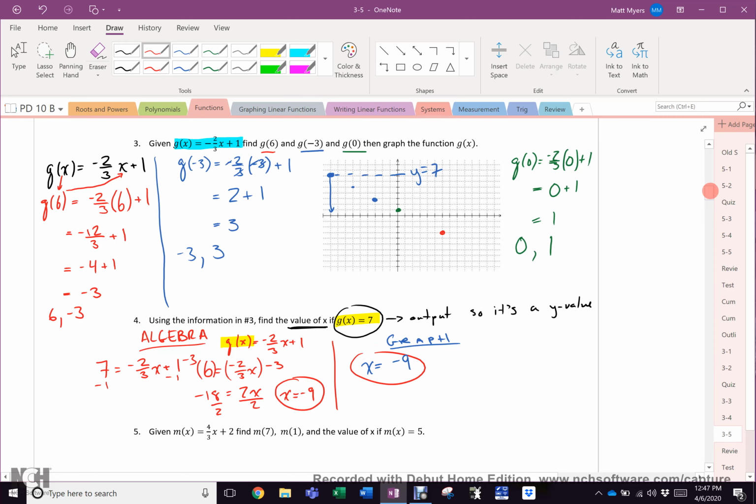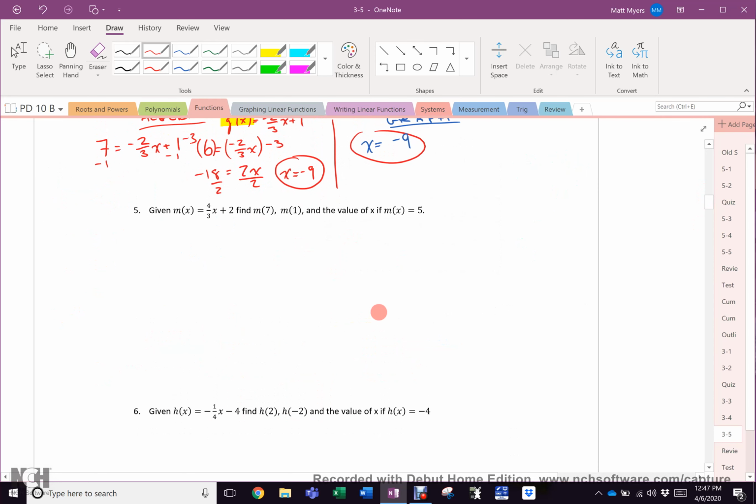Okay, so let's do this one, but we'll just use algebra, because we're going to do a lot of graphing practice in the next unit. So let's just practice the algebra. So here is my function m of x. I want the m of 7. So I want the m of 7, not the m of x. So that was x, but now it's 7. 4 over 3 times x, but it's not x anymore. What is it? 7 plus 2.